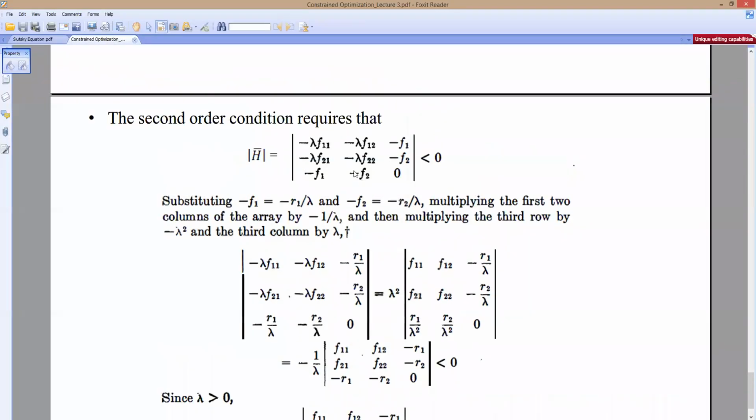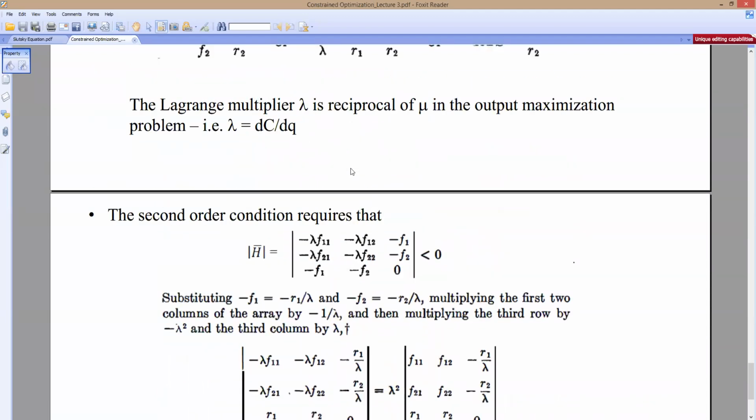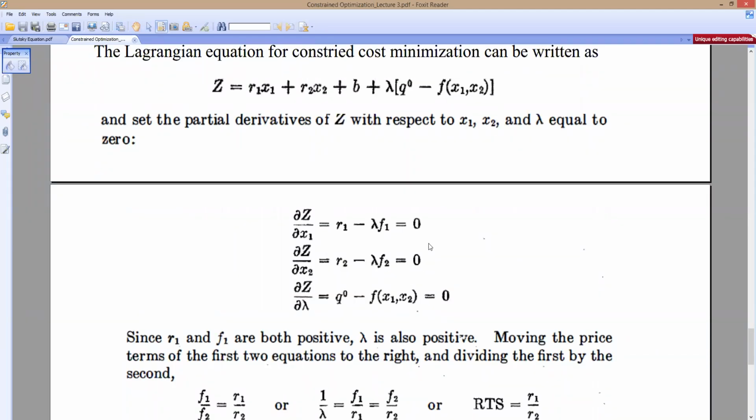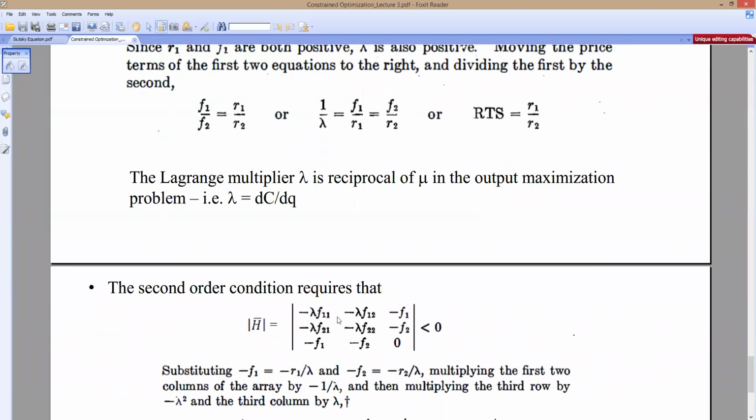So this is the bordered Hessian, and you know how we got this. Just we are taking the second derivatives of the entire thing, that is del squared z by del x1 square. So if we consider del squared z by del x1 square, what will be the value from this expression? Minus lambda f11. Very good. So minus lambda f11.